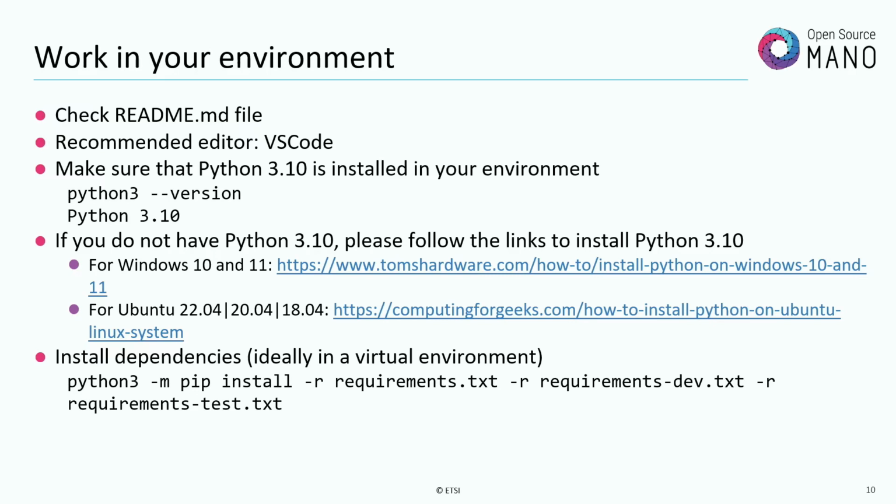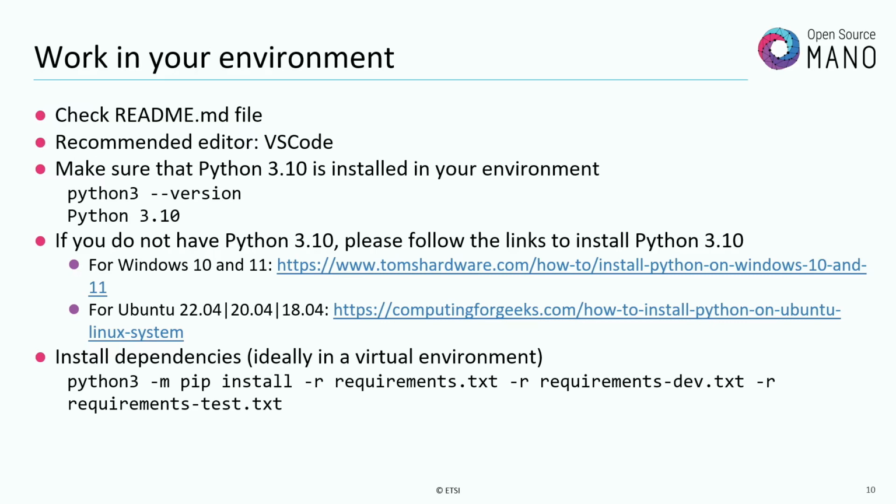In release 14 and after release 14, we are using Python 3.10. You need to have Python 3.10 if you would like to work on that version, but for the previous versions, you can use Python 3.8. If you don't have Python 3.10 in your environment, you can just follow the links to install Python according to your operating system. If you are using Ubuntu, you can follow that link, and if you are using Windows 10 or 11, you can follow that link. There are just some steps to install Python.